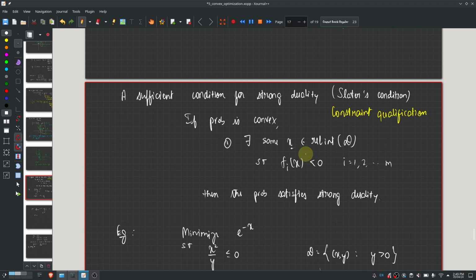Yes. So basically, if Slater's condition is satisfied for a convex optimization problem, then the KKT conditions become both necessary and sufficient.